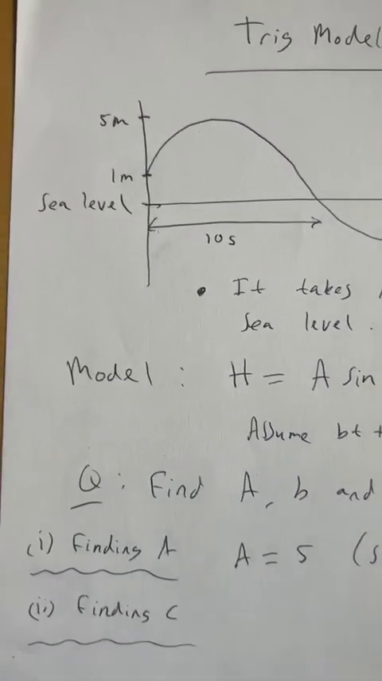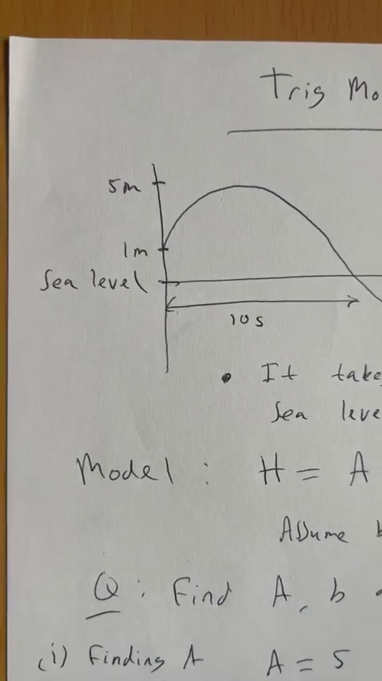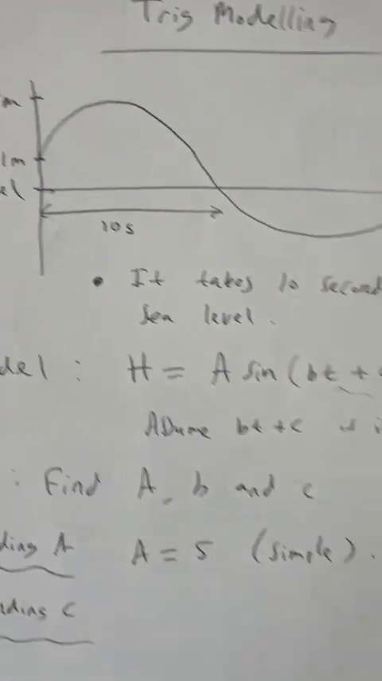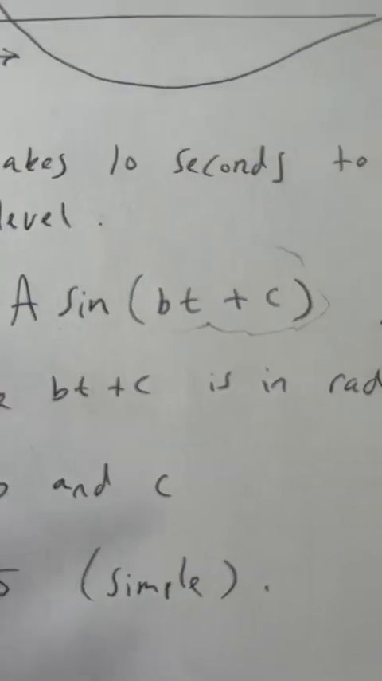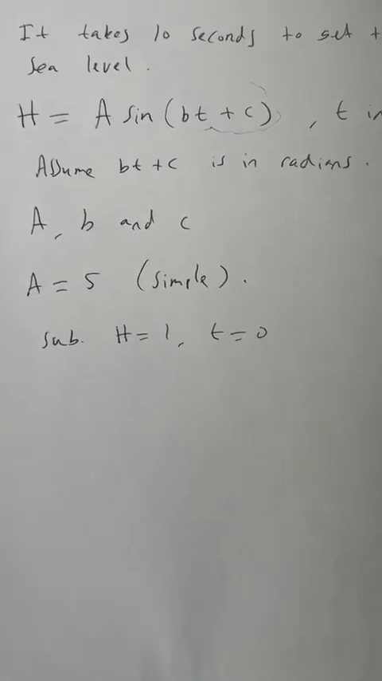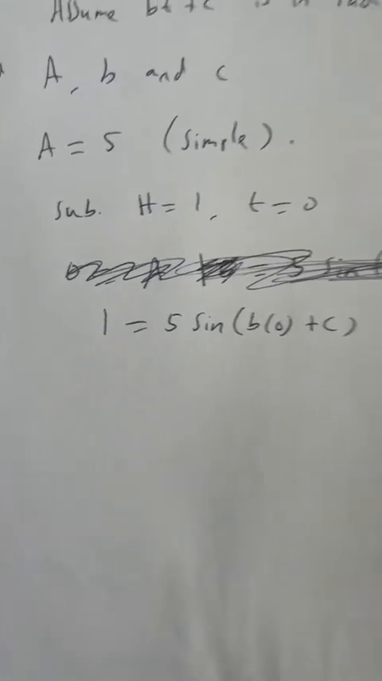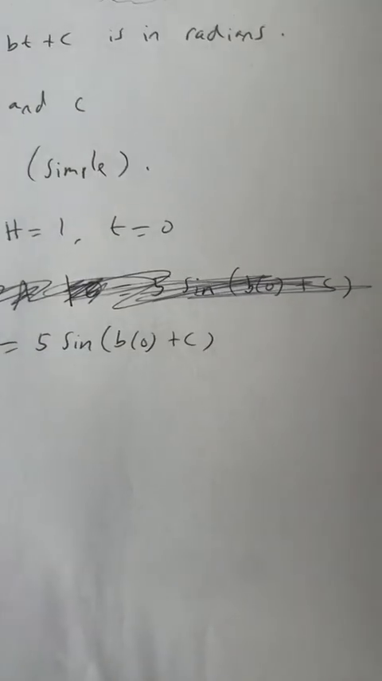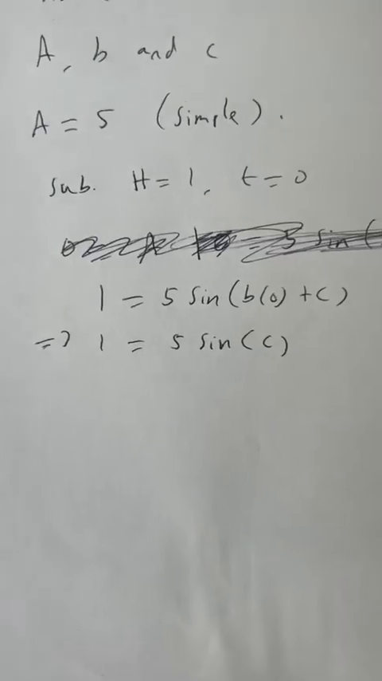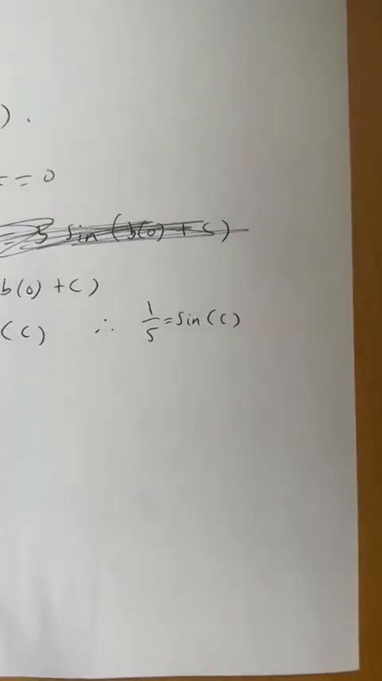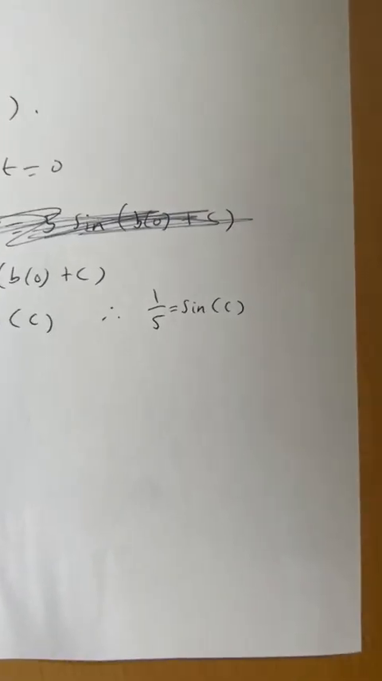The next easiest thing is to find c, the plus c in the model. Going back to the diagram, we started with an initial height of 1 meter above sea level. So when t is 0, h is 1. We substitute t = 0 and h = 1 into the model. So we get 1 = 5 sin(b × 0 + c). Sorry for my scribbled writing there, I accidentally put 0 for the height instead of 1. So 1 = 5 sin c, and so 1/5 = sin c. You can do sine inverse now to work out c.